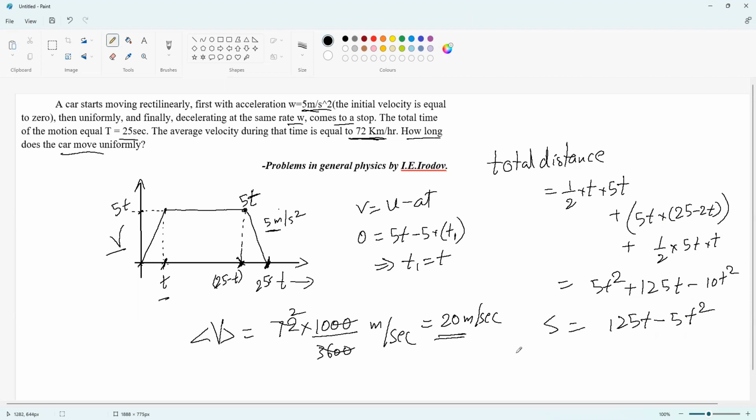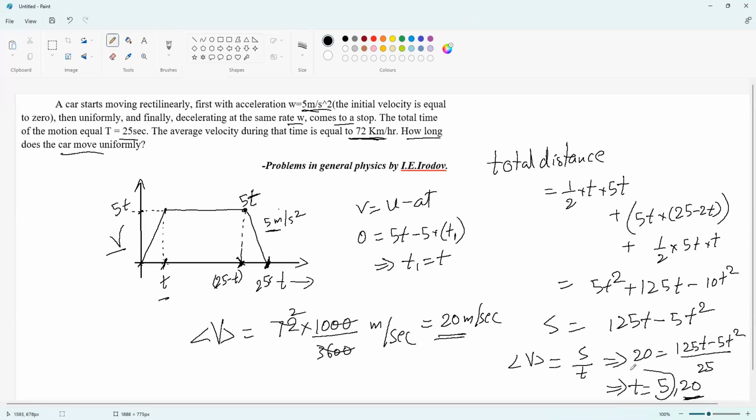Now we know average velocity is equal to total distance by total time. So this implies 20 equals (125t minus 5t squared) by 25, where 25 is the total time. If we solve this quadratic equation, we get time is equal to either 5 or 20. 20 is definitely not possible because if it has already traveled 20 seconds, within 25 seconds we don't have 20 more left to decelerate.